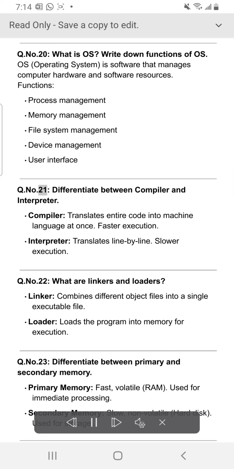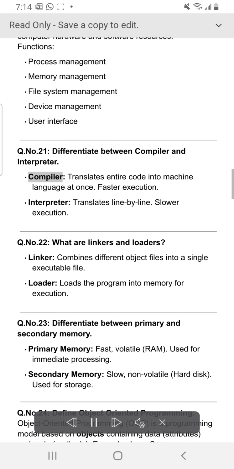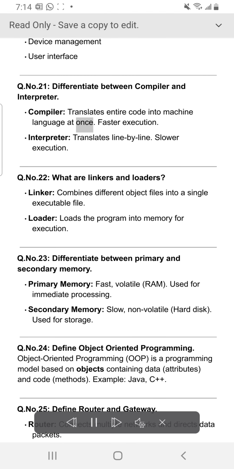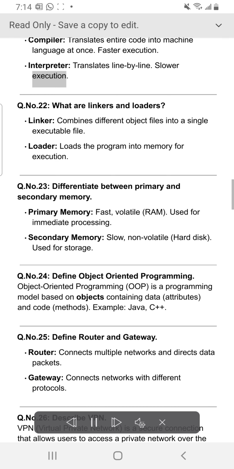Number 21, differentiate between compiler and interpreter. Compiler translates entire code into machine language at once. Faster execution. Interpreter translates line by line. Slower execution.